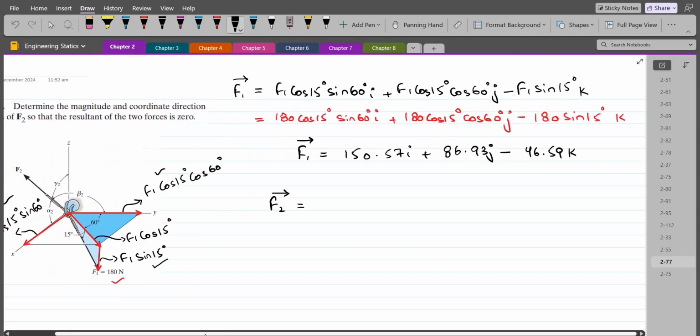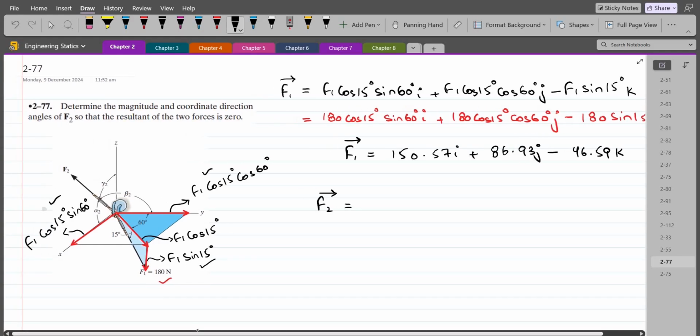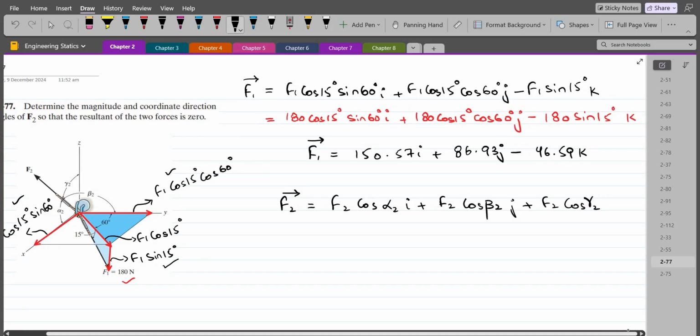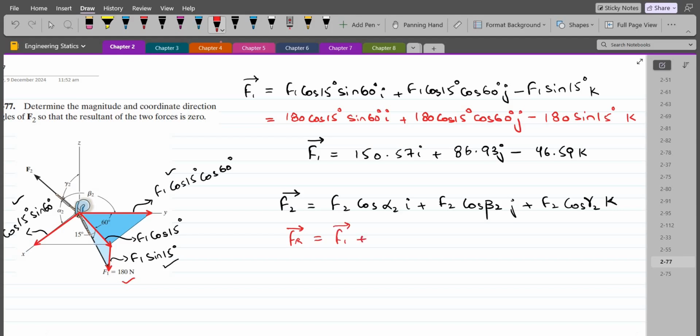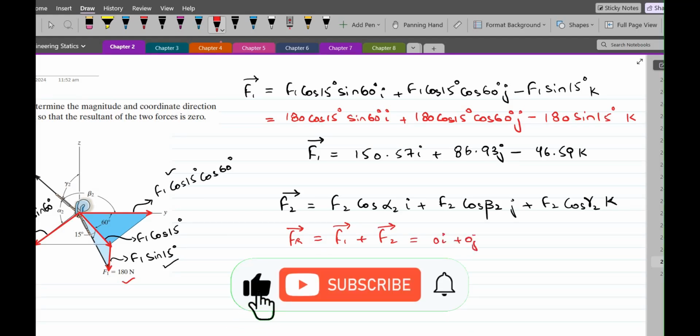Now for the F2 force. The F2 force is represented by the coordinate direction angles. So the F2 force in Cartesian vector form can be written as F2 cos alpha 2 i plus F2 cos beta 2 j plus F2 cos gamma 2 k. Since the resultant of these two forces should be 0, if I find their vector sum, then they should add up to 0i plus 0j plus 0k. Let's call this equation 1.